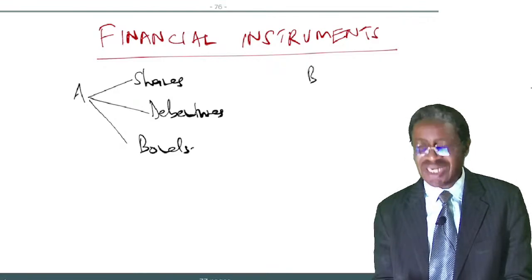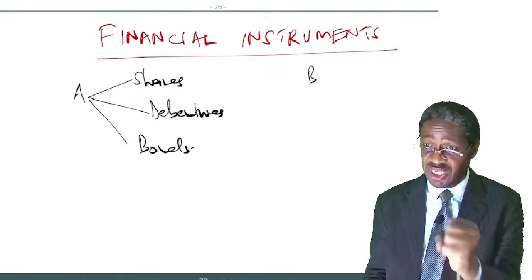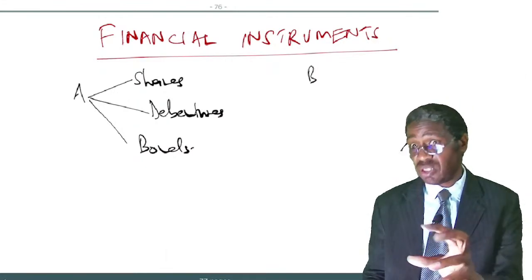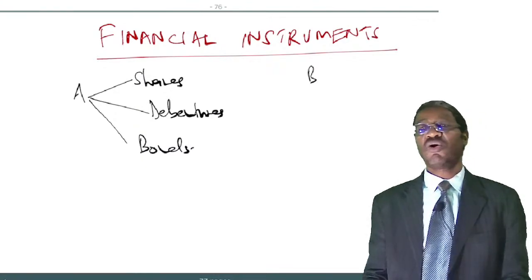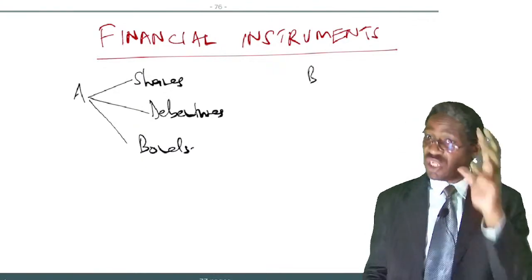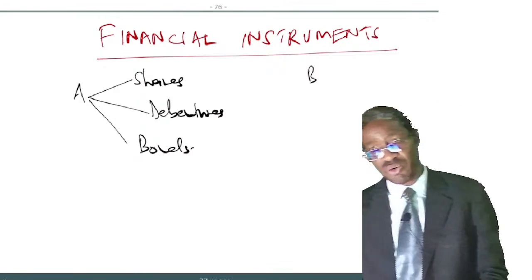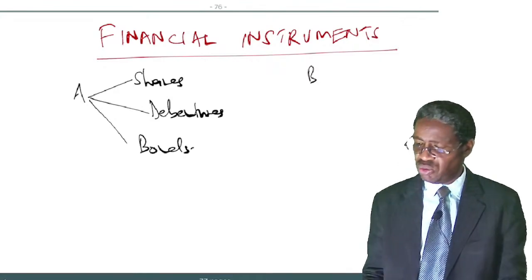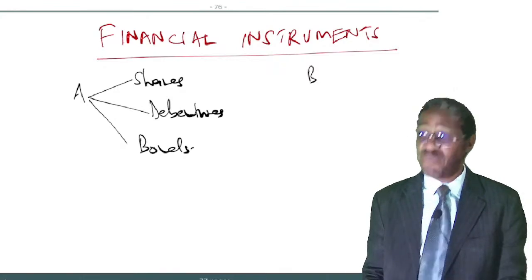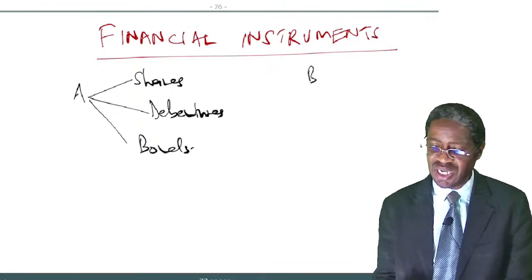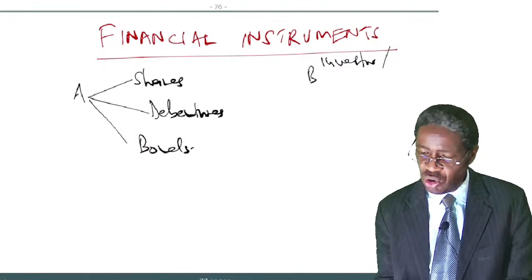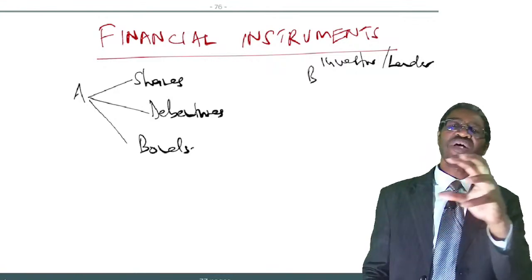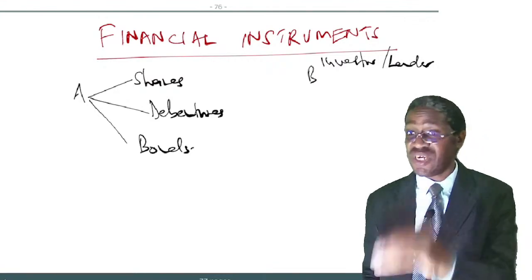For example, let us assume it's company B or a person B. This company B will be the one to buy your shares so that they give you the money you need, or they would buy your debentures, or they would buy your bonds. Now, from this topic point of view, we normally refer to company B as the investor or the lender. He is the one lending the money to company A. So he is the investor.